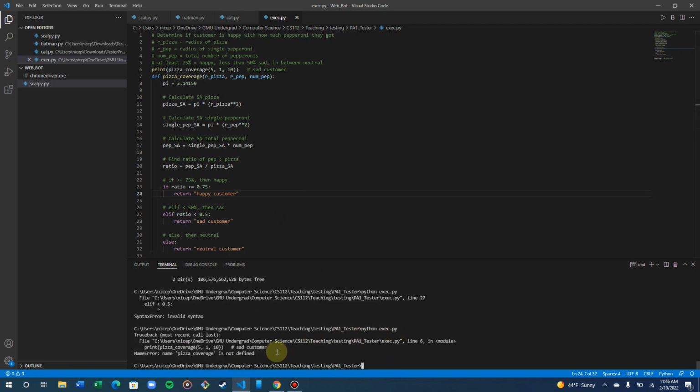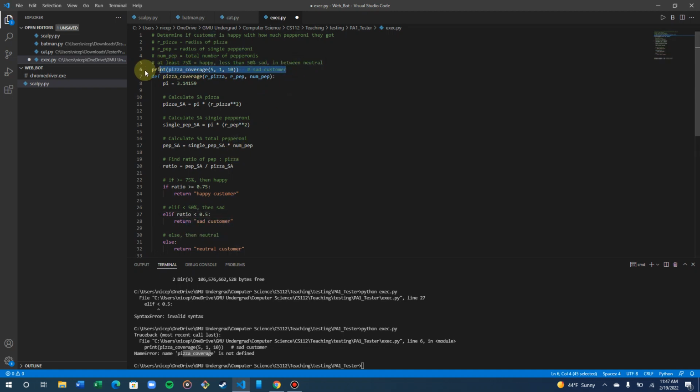I'm going to hit Python on that, and yes, here we go. It's going to say pizza coverage is not defined. It's going to start yelling at me for line 6, saying it's not defined. That is because when the Python interpreter is going through here, it goes line by line. It's going to start at line 1 and go through every single line. Once it hits line 6, it's going to say, okay, it wants us to display something. What does it want us to display? Pizza coverage with these lines. It's going to look for a function called pizza coverage, but it's never seen it before in its life. So what can it possibly do? That is why you need to call it after defining it.